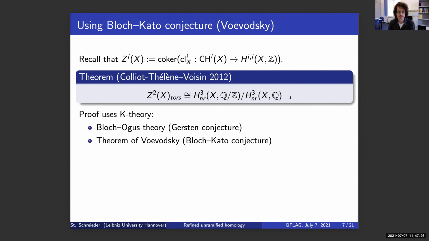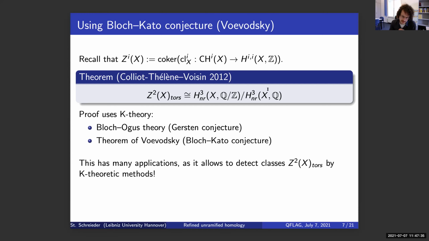Okay, so the proof uses Bloch-Ogus theory, so Gersten conjecture as before, plus Bloch-Kato conjecture. And this had many applications because unramified cohomology can be computed with K-theoretic methods, and so you can prove that the integral Hodge conjecture fails for varieties just by computing K-theoretic invariants of the function field. Essentially, you don't even have to have a smooth projective model. You just look at the field, and you can say something about any smooth projective model with that function field. So this way, for instance, Colliot-Thélène and Voisin found the first examples of rationally connected varieties that do not satisfy the integral Hodge conjecture, meaning where this group is not zero.